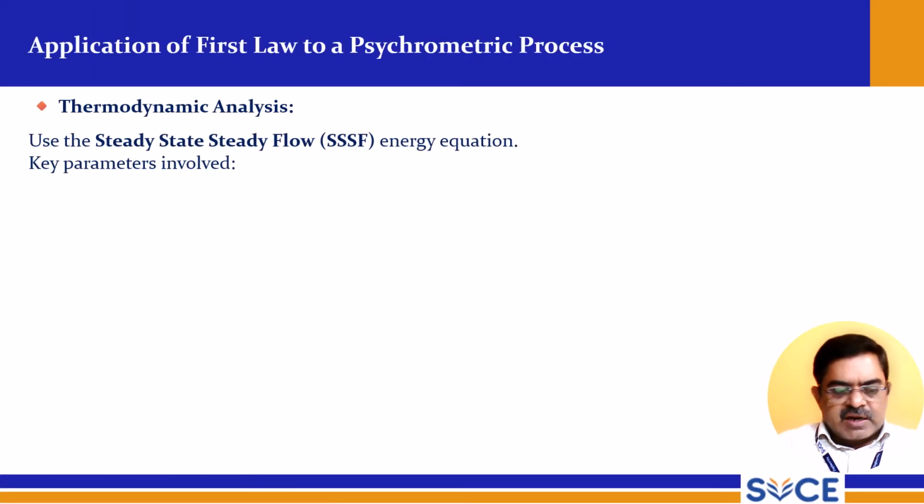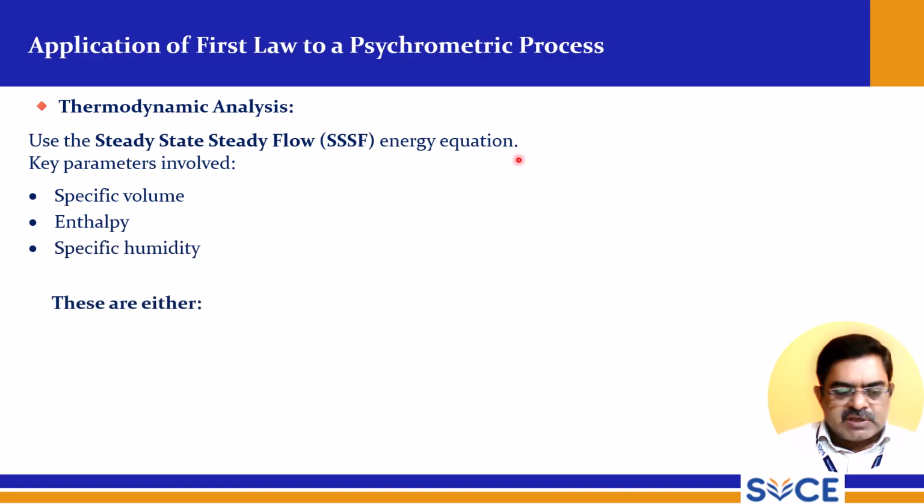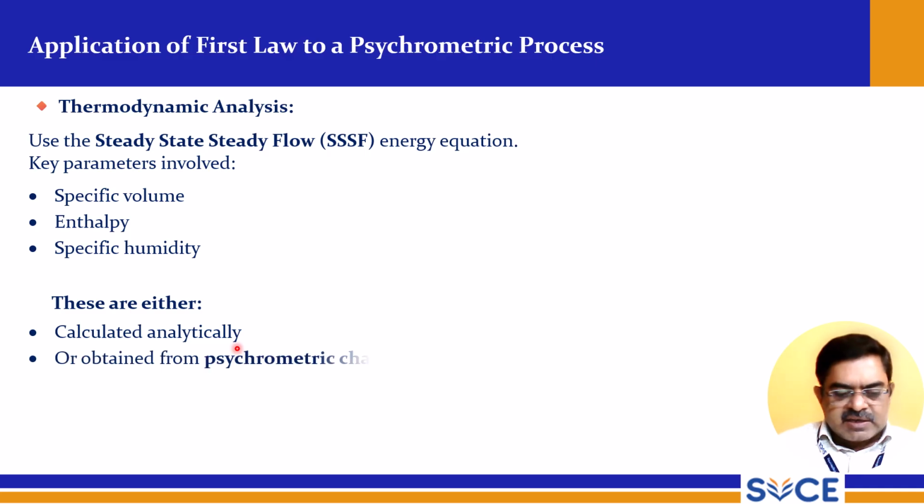So thermodynamic analysis uses the steady state steady flow, that is the SSF energy equation, and the key parameters involved here are specific volume, enthalpy, specific humidity. These are either calculated analytically or obtained from psychrometric charts. We can calculate analytically also, but psychrometric charts are always available. We can make use of psychrometric charts.